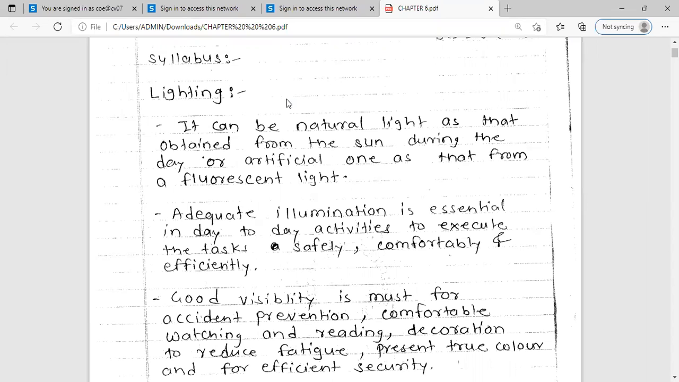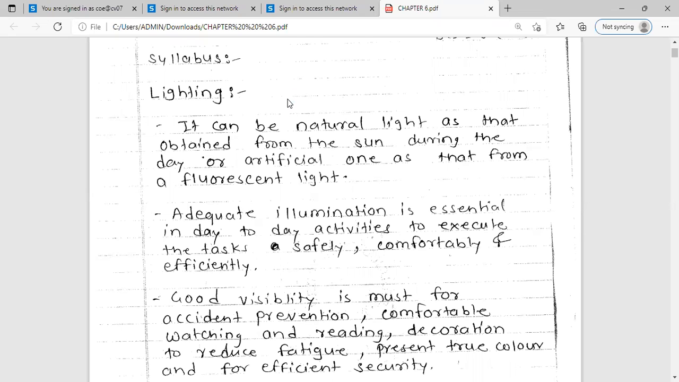To achieve natural light from sunrise to sunset, means throughout the day, we have to prefer vertical windows over horizontal, because vertical windows provide more lighting into the units or rooms of the buildings. So we have to prefer vertical windows over horizontal.